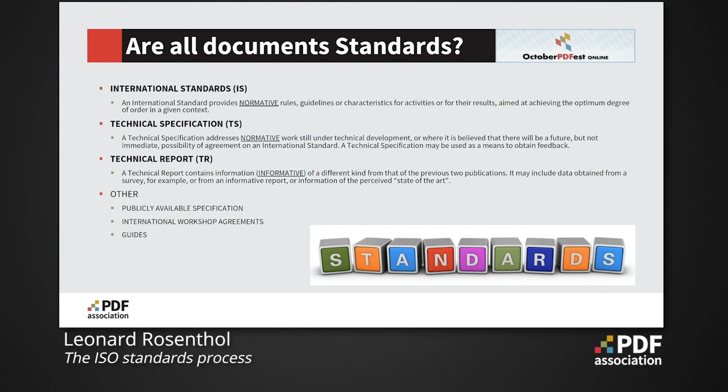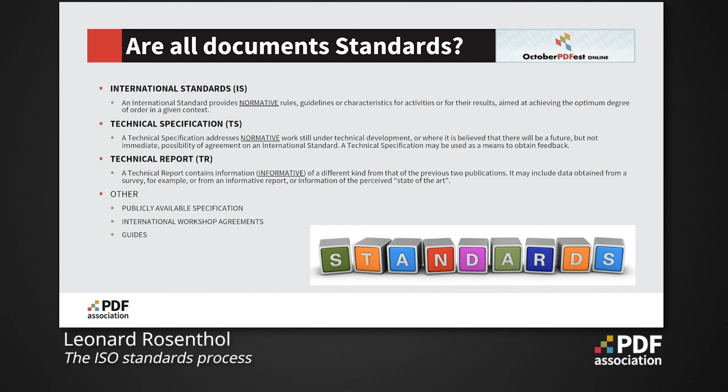However, here within the association, because we have the ability to publish documents as the association, the types of documents that normally would come out of the ISO as a TR, we tend to publish ourselves within the association. So you won't really see us publishing any real ISO TRs. Instead, you'll see those documents coming out as association specifications or documents.